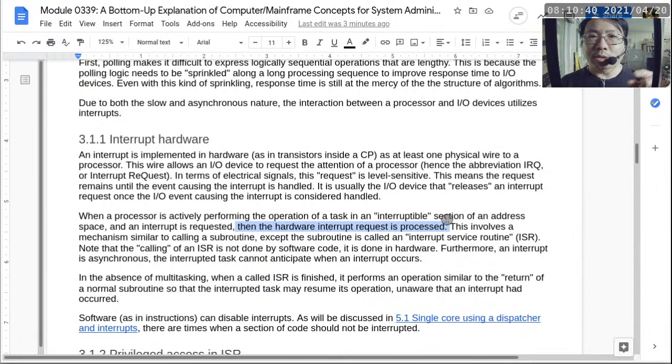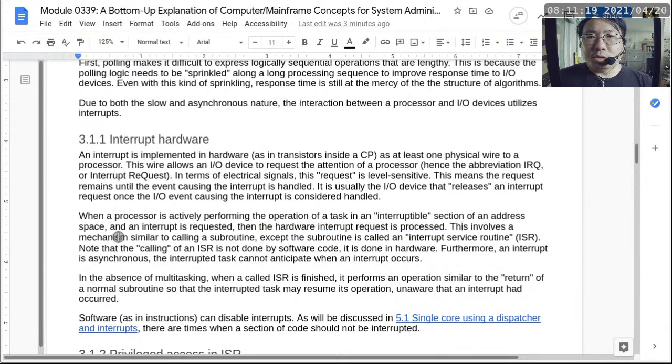We'll talk about that when we talk about serialization, but at this point, we'll just say that most of the time interrupts are enabled, and so a hardware interrupt can happen. When an interrupt is requested while a program is executing in a section that is interruptible, then the hardware interrupt is going to happen and be processed, because the processor says, well, I'm interruptible at this point. So when the interrupt happens, the processor will do whatever it needs to service the interrupt.